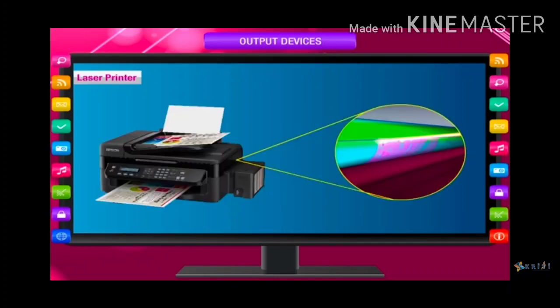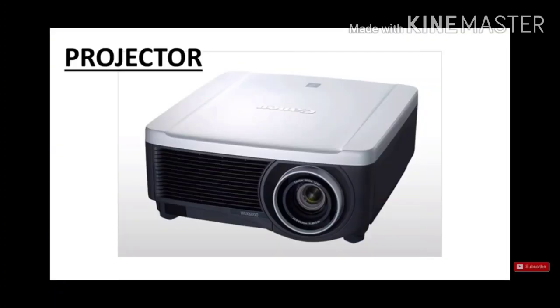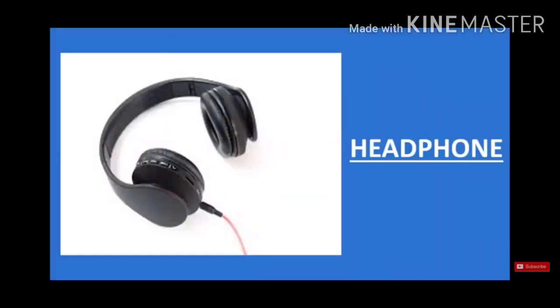Laser printer. A laser printer prints the words or pictures with the help of a laser beam. It is the best printer available today for good quality printing. A laser printer prints the whole page at once. A laser printer is costlier than the inkjet printer, but it prints at a high speed. Some of the other output devices: projector, headphone.